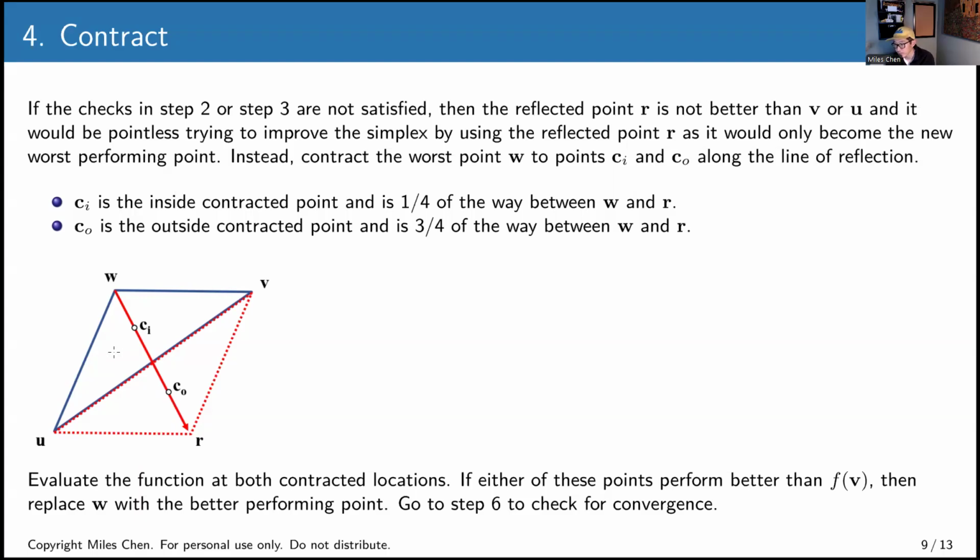And if either of these points perform better than V, okay, then we replace W with the better performing point. So you evaluate, maybe perhaps both contracted points are better than V, then you just take whichever one is the best, okay? Whichever one is the best performing of those things. Okay, again, check for convergence. And then repeat at the next iteration.